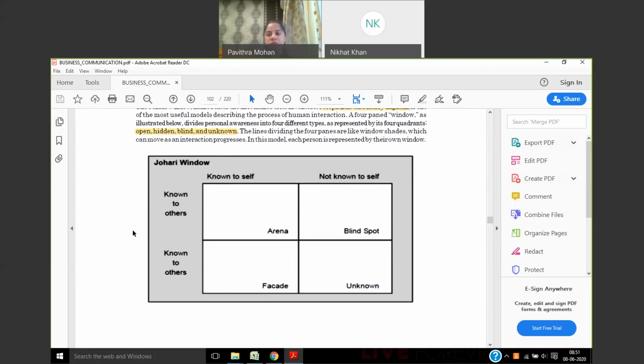Okay, so these are the concepts which we wanted to cover for the day. Yes, there is a mistake in this particular diagram. It needs to be not known to others. This particular thing has to be called not known to others. Fine. So these are the things.